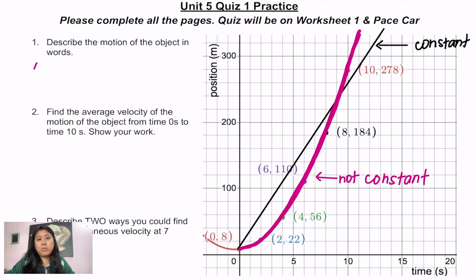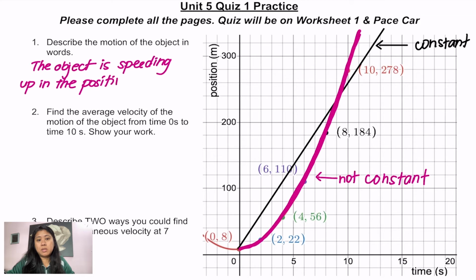So here for number 1, we will describe the motion as the object is speeding up in the positive direction. And we know that it's moving in the positive direction because it starts at 0 and it keeps going away from 0 as time is increasing. And these blue lines that I'm drawing are the tangent lines. So at each time, we see that these tangent lines keep increasing in slope. So they're getting steeper, which shows us that the object is speeding up.